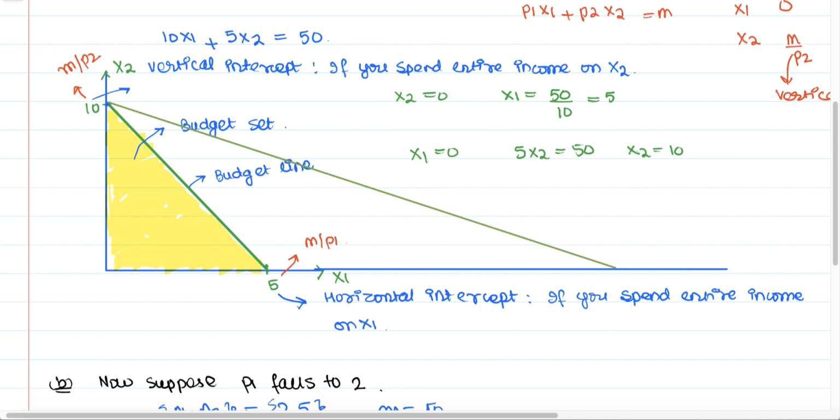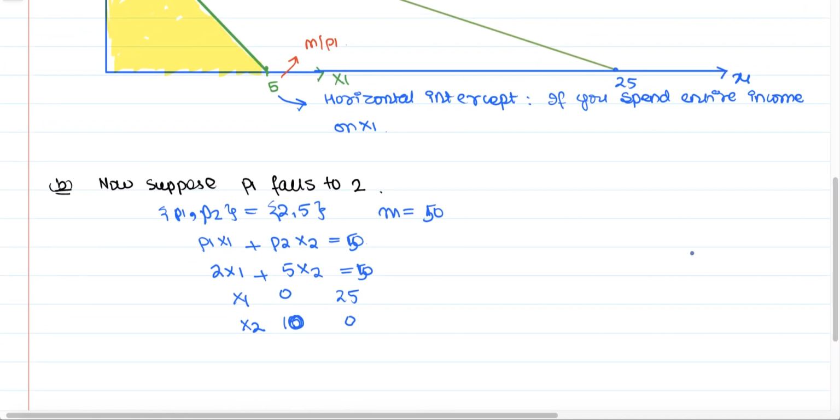So basically this point is x1 as 25. Right? There is no change in the vertical intercept, but there is a change in the horizontal intercept now. Got it? Right. Let us change just a little bit, one more thing.